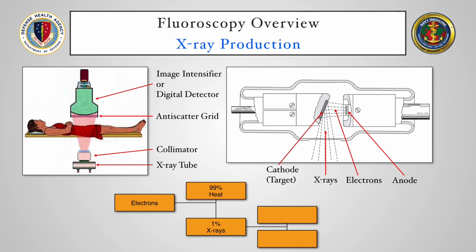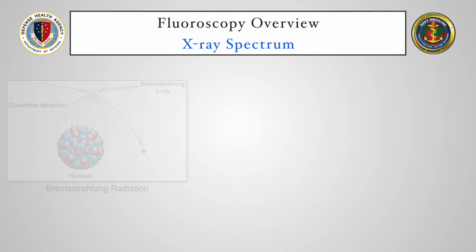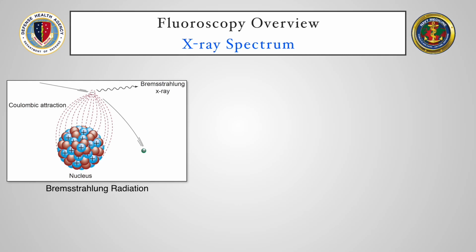Now, of that 1% X-rays, 90% is Bremsstrahlung radiation. The other 10% are characteristic X-rays. When an electron comes into close proximity of a nucleus, the attraction between the negative charge of the electron and the positive charge from the protons in the nucleus causes the electron to effectively brake. Bremsstrahlung is German for braking, so we have Bremsstrahlung radiation, which is 90%.